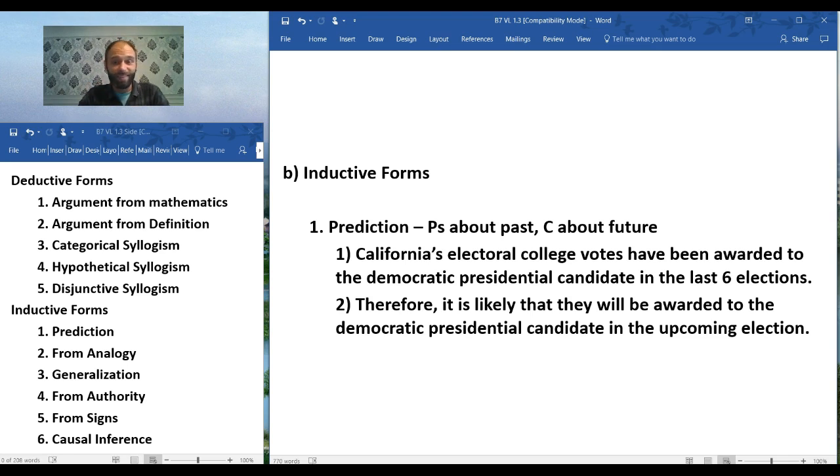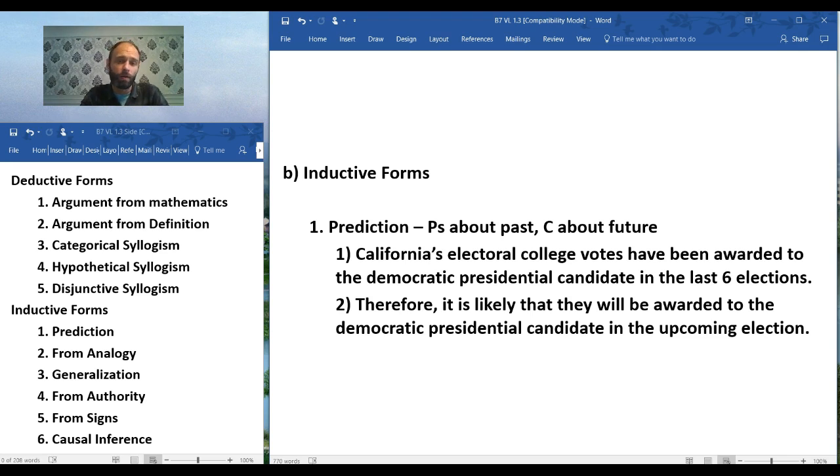Now, of course, this isn't guaranteed, right? Even if it happened in 100 out of the last 100 elections, it wouldn't be guaranteed that it would happen in the next election. But it would be even more likely to happen, given that as a premise, right? So here, when we're making predictions about the future, nothing's guaranteed, but it can be more or less likely. So that tells us that we're dealing with an inductive argument form.